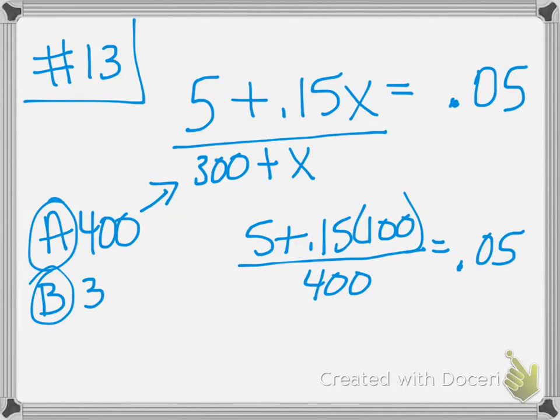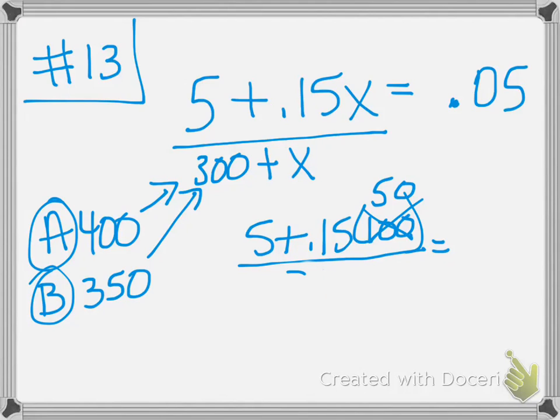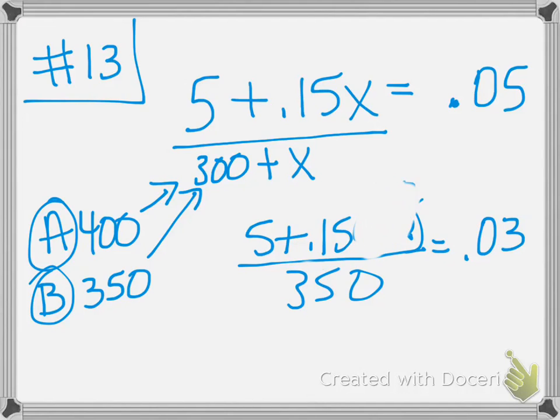Choice B says 350. In that case, we've used 300 plus 50 more. So this number over here would be 50. So let's find out what that answer is. Actually, I just erased that. How's that work? Okay, so I would have 5 plus 15 cents times 50, which equals 12.5, and then I would divide that by 350. And that actually gives me 0.03. So it's definitely not going to be that one. That one didn't work for us. So it's not answer choice B.